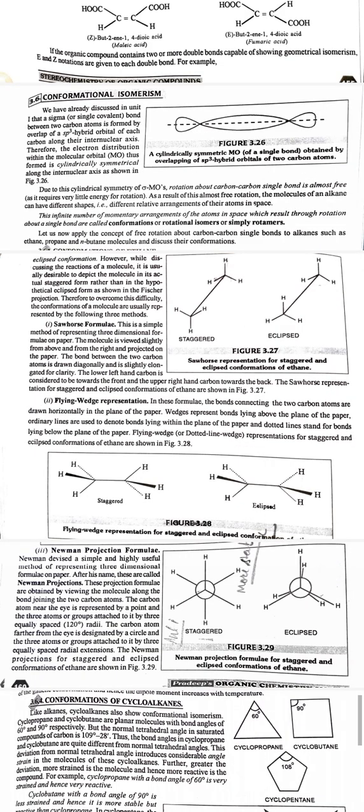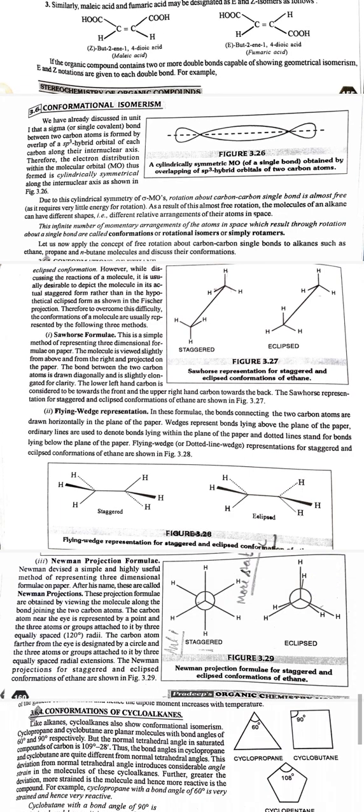Sawhorse formula: the bond between two carbon atoms is drawn diagonally and slightly elongated for clarity. The lower left-hand carbon is considered to be toward the front and the upper right-hand carbon toward the back. In the sawhorse representation, staggered and eclipsed conformations of ethane are shown.